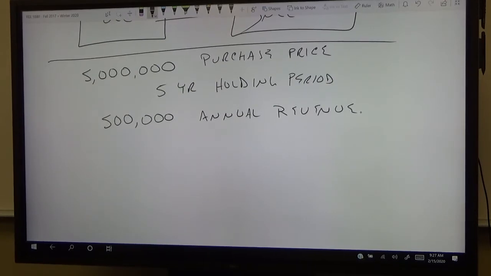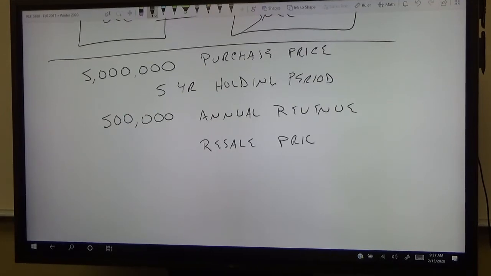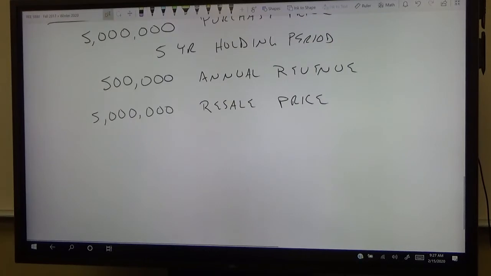And the resale price at the end of that 5 years, we want to just keep it at $5 million? Let's just keep it at $5 million. Kind of a boring one, but on purpose. So in this case, calculate the rate of return. You should probably be able to do it in your head. What is it? No, it's 10%. 10%. Okay, but let's just go ahead and prove it.